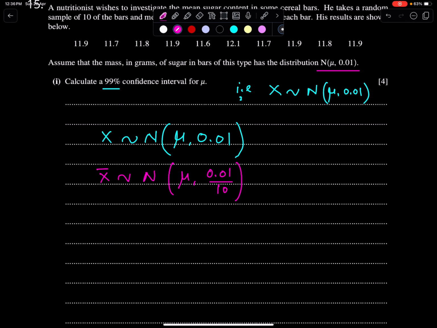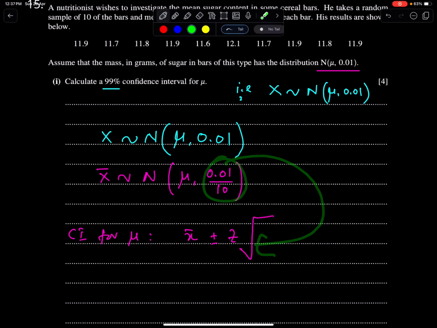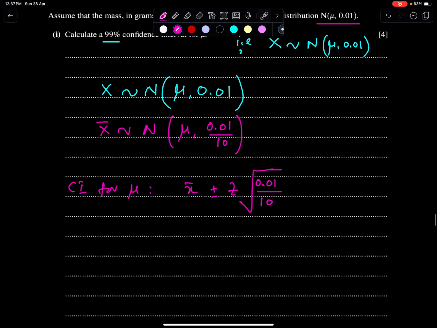And the formula of confidence interval for mu for case A is X bar plus minus z under root of variance, 0.01 over 10. Now we need the value of X bar and z.